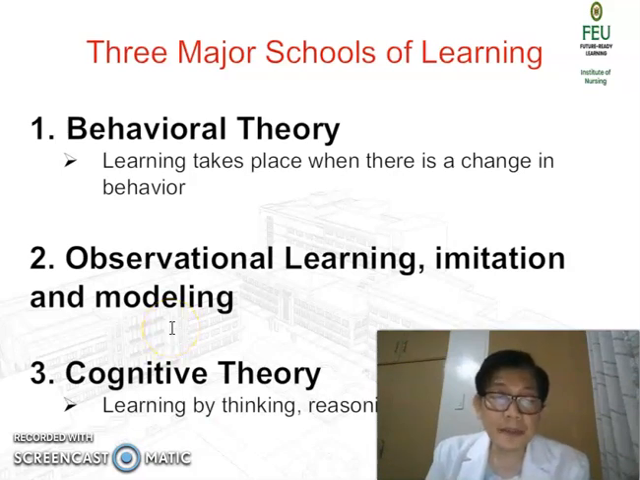Now, observational learning, imitation, and modeling is a type of learning that happens indirectly through a process of watching others and then imitating or modeling their behavior, with the imitating being called modeling. Albert Bandura is an influential psychologist who first studied observational learning.